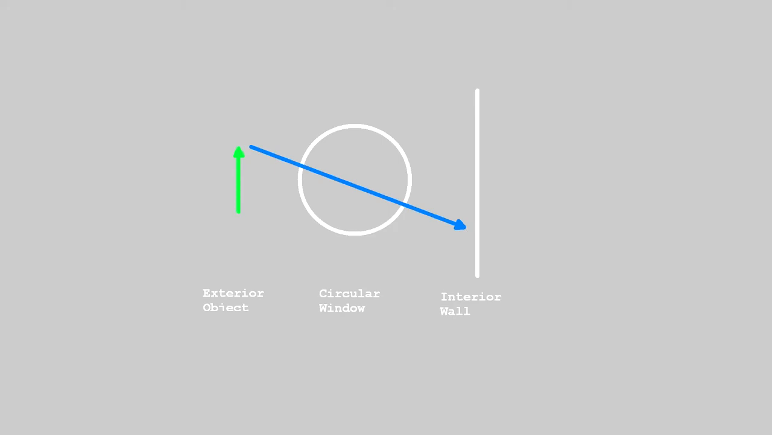A piece of sunlight that happens to bounce off the top of the object passes through the center of the window and hits the lower portion of the interior wall. A ray of light from the sun that happens to bounce off the lower part of the object passes through the center of the window and hits the upper portion of the interior wall. On the interior wall, we see an upside-down image of the exterior object.